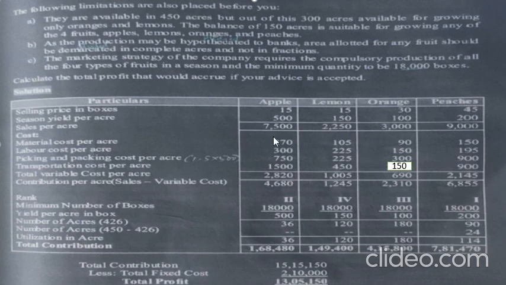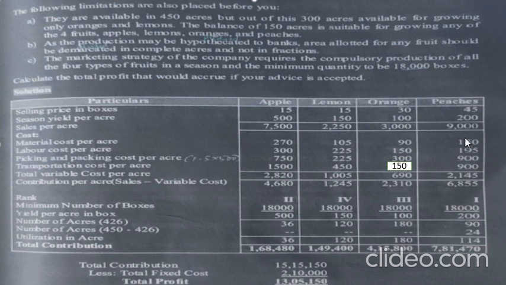So now the sales minus the variable expenses will give us the contribution. For apple, 7500 minus 2820 will give us the contribution per acre, which is 4680. Then for lemon, 2250 minus 1005 gives the contribution per acre, which is 1245. Then for orange, 3000 is the sales minus variable expenses of 690, which will give us 2310.